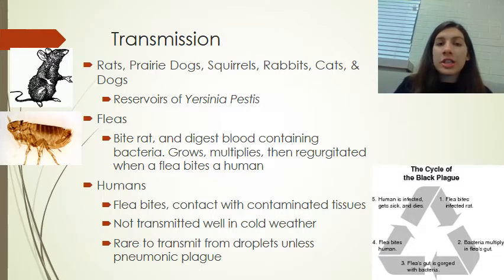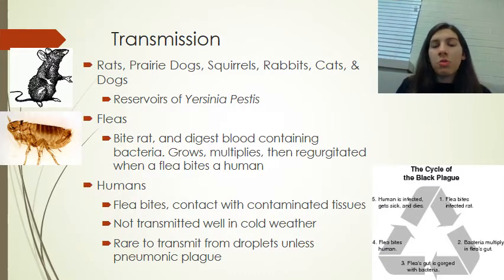However, we can also get it through contact with contaminated tissues. Say you're in contact with a squirrel and cut it open, and there's Yersinia pestis, and you cut yourself and it gets into your system, you're going to contract the disease. That is the way. It's a zoonotic disease. It's a vector-borne illness.